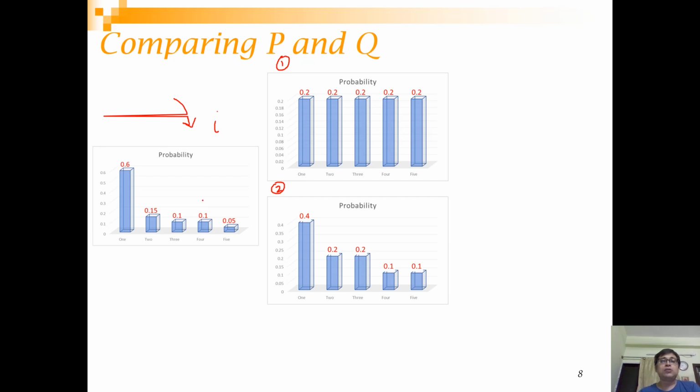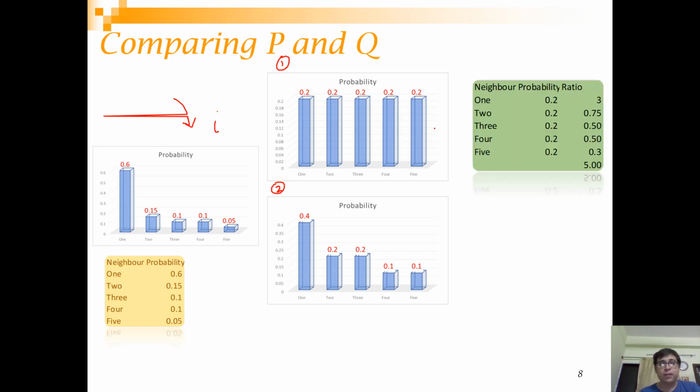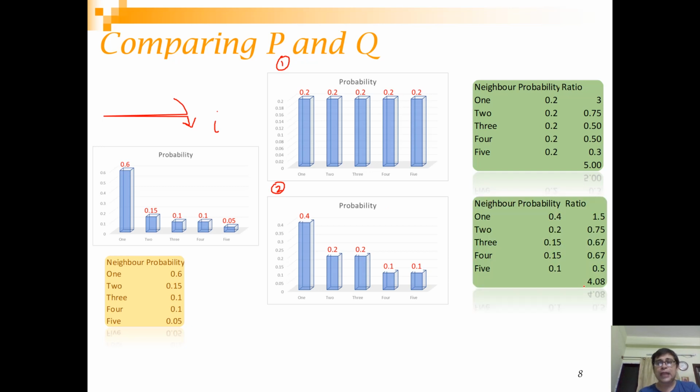Let's first represent this in terms of a table, and also this in terms of a table. First, let's find a ratio between the first neighbor of both these probability distributions. So 0.6 by 0.2, I get 3; 0.15 by 0.2, I get 0.75, and that way. Similarly, let's do the same for this probability distribution. If I do the same calculation, you will see that the value here is 4.08.